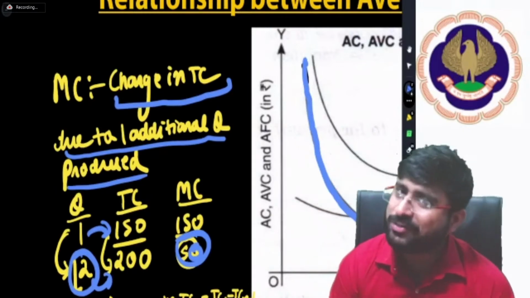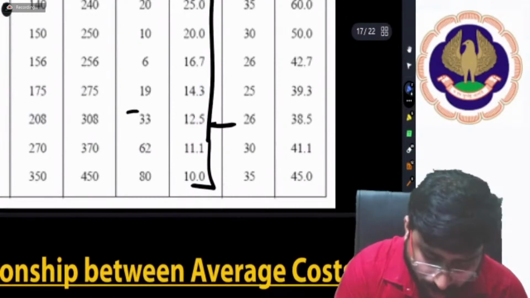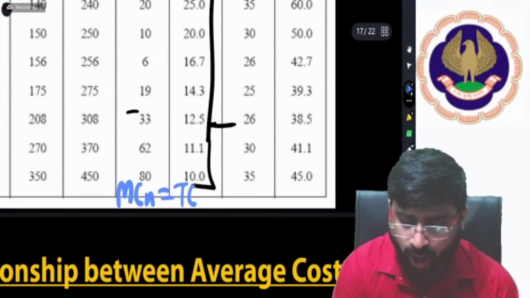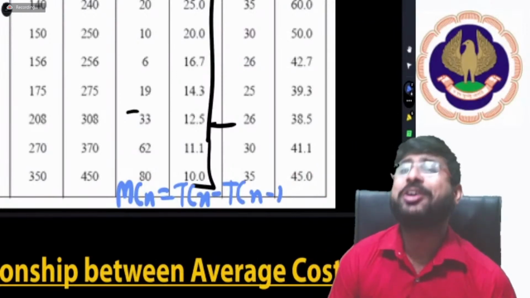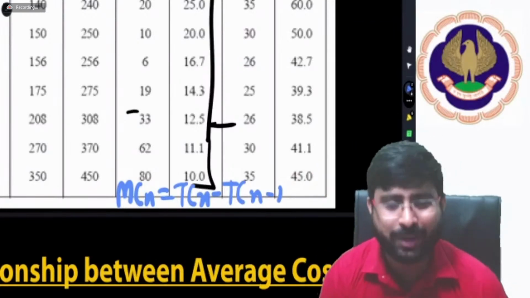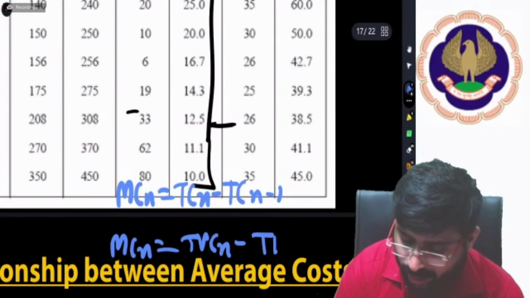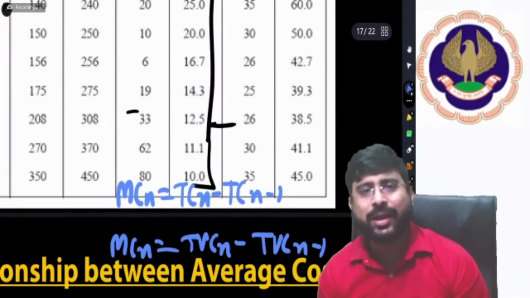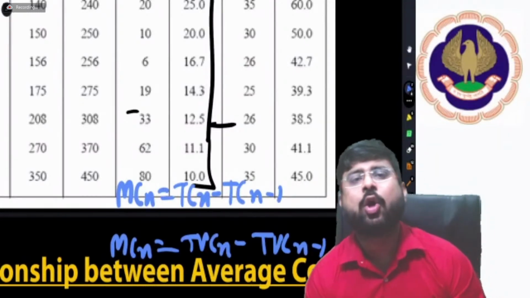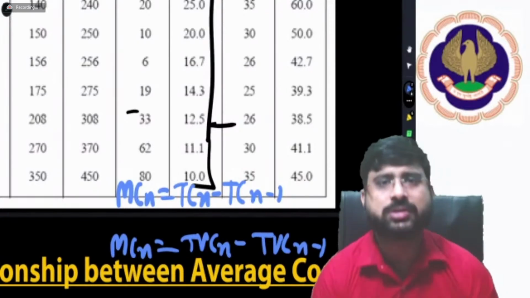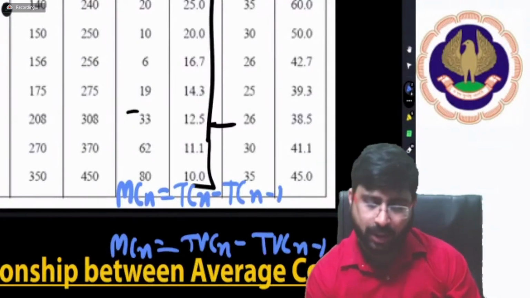Sir, I will give you two formulas of marginal cost. Formula number one, which you already learned, is total cost of n minus total cost of n minus 1. But why does total cost change? Total cost changes because of total variable cost. So you can also write marginal cost equals change in total variable cost. Marginal cost also represents change in total variable cost.